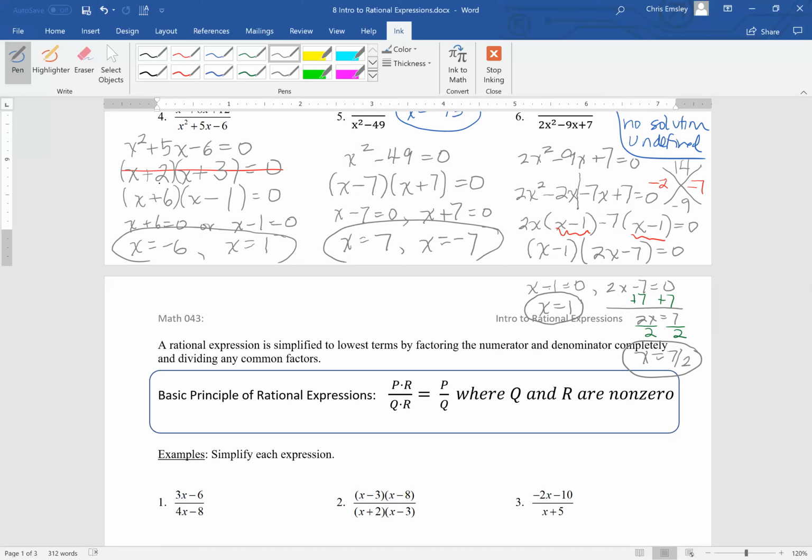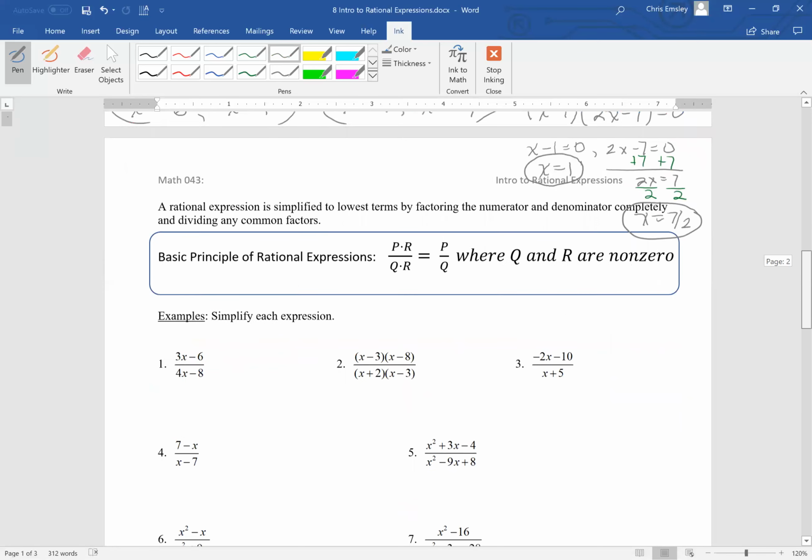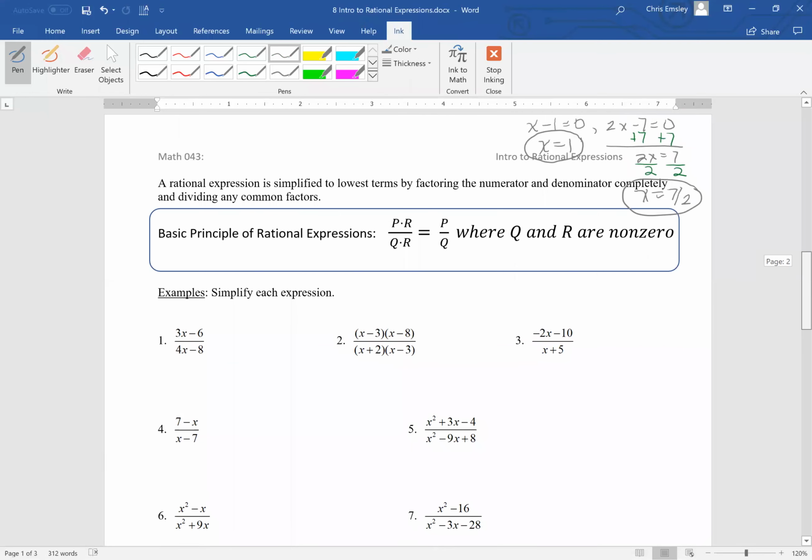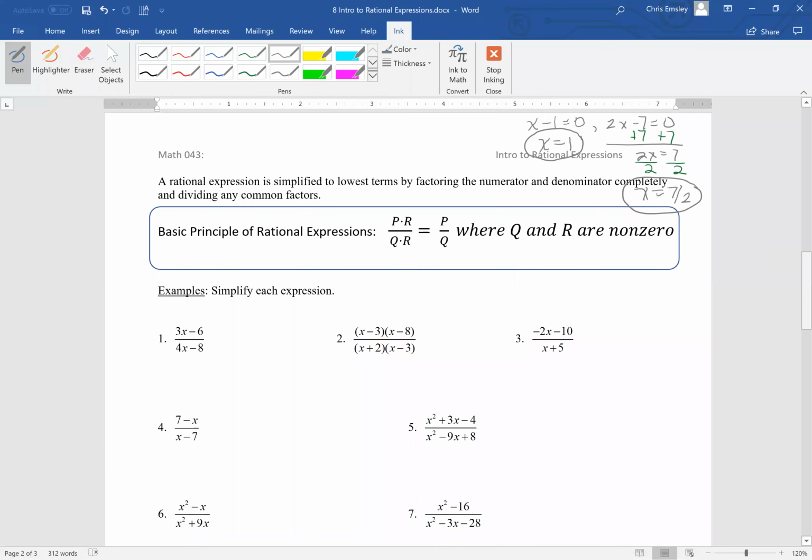Okay, in this next set of problems, we are going to look at how to simplify rational expressions, or how to reduce them to the lowest terms. It says here, a rational expression is simplified to lowest terms by factoring. So important. Factoring is like the magic word in algebra. We should always be trying to factor something, it seems like. So we can simplify by factoring the numerator and the denominator completely, and then dividing out or canceling any common factors.